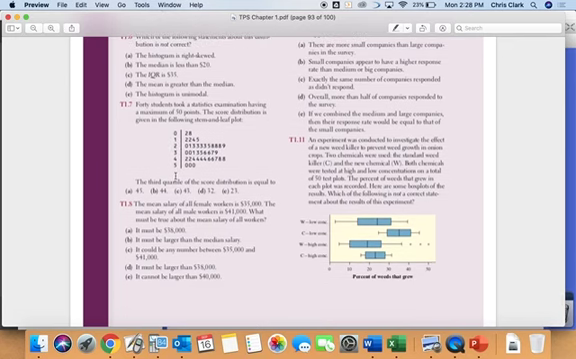Number 8, the mean salary of all female workers is $35,000. The mean salary of all male workers is $41,000. What must be true about the mean salary of all workers? So this is kind of another, which one is a true statement here? And we can go through each one until we get the right one. So it must be $38,000. We don't know how many female workers or how many male workers there are, so we can't just average those two numbers together. That doesn't work that way.